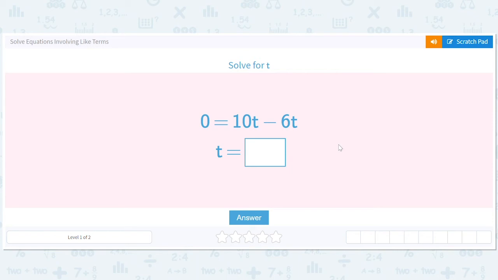Solve equations involving like terms. That's what we're going to do. We're going to solve equations involving like terms.